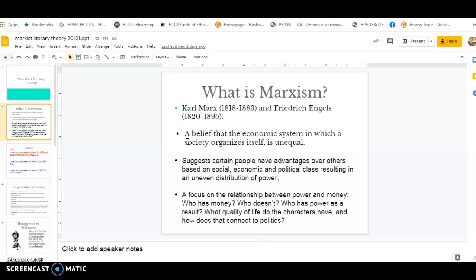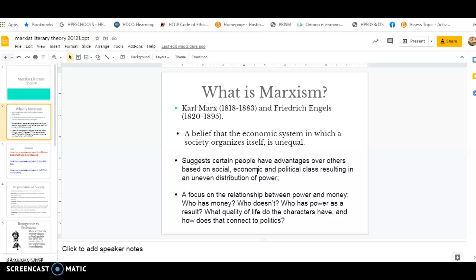society where we had factory owners and workers, it was believed that this economic system in which there were owners and there were workers was inherently unequal, that the balance of power was not equal, and that it wouldn't be equal until the economic system was in itself equal. Because some people have lots more money than others, those people with money in a capitalist society have advantages over others based on their social, economic, and political class.